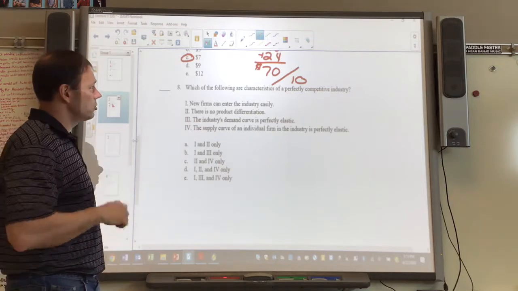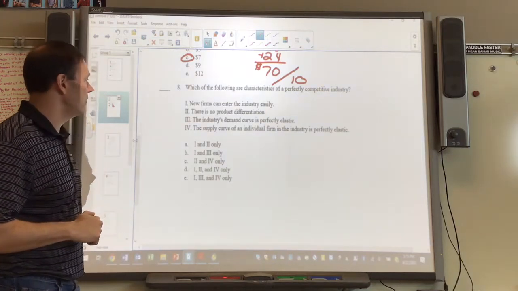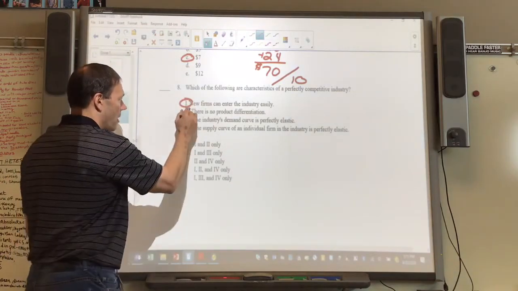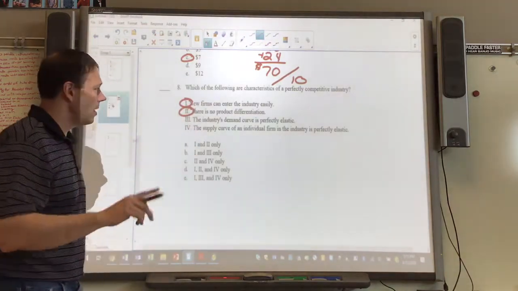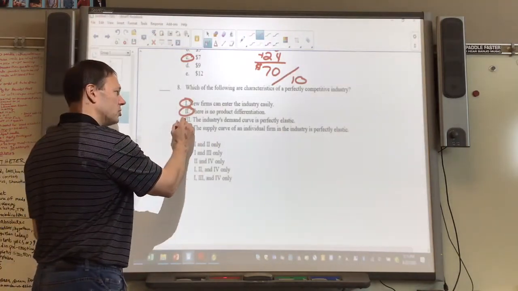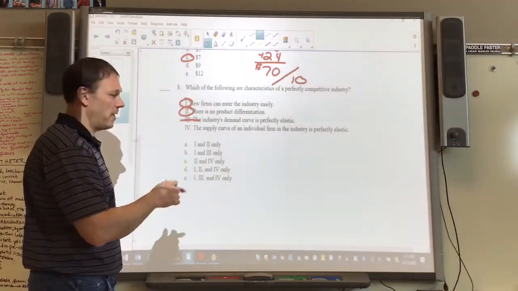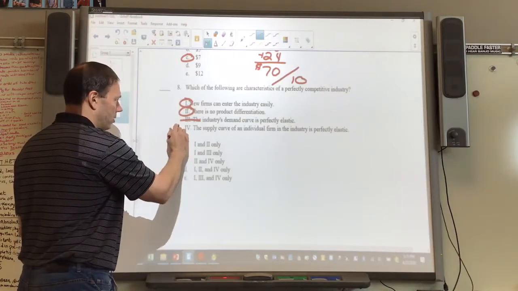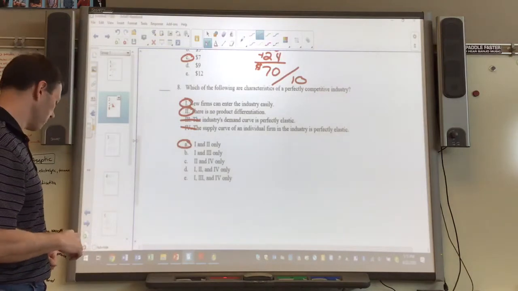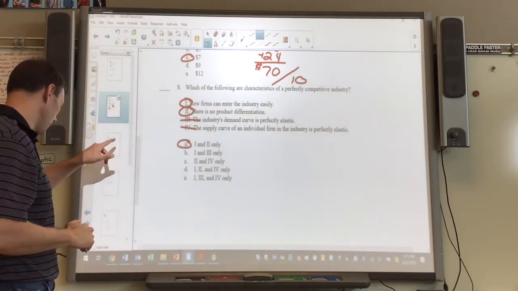Number 8, what are true of a perfectly competitive industry? Well, easy entry and exit, that's certainly true, number 1. Homogeneous product is number 2. Now, the firm's demand curve is perfectly elastic, but not the industry's demand curve. That's the market. Normal demand curve in the market, and the supply curve is not elastic either, so A, which is 1 and 2 only. So number 8 is A.